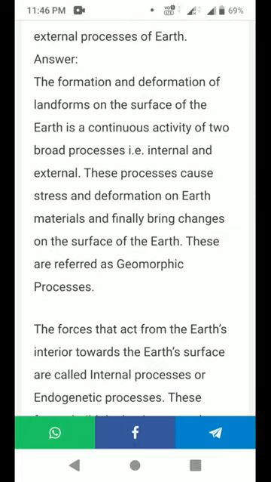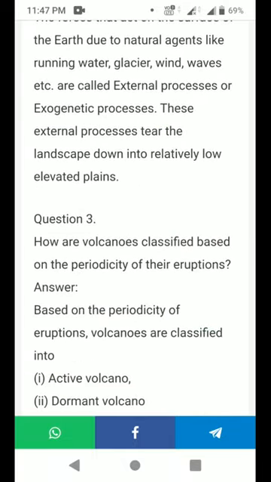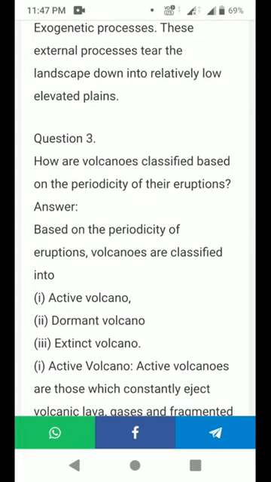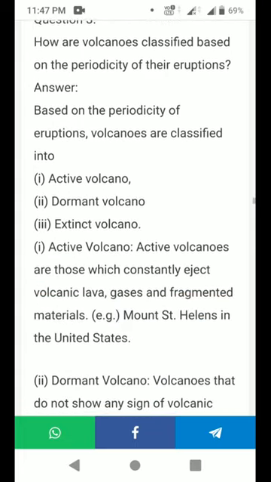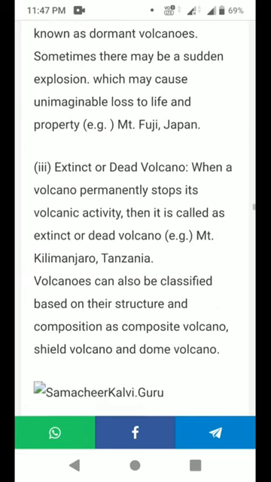These answers you want to write. Next, third question, how are volcanoes classified based on the periodicity of their eruptions? Here also the answers: based on the eruptions, they are classified into 3 types. About that, you want to write the details.